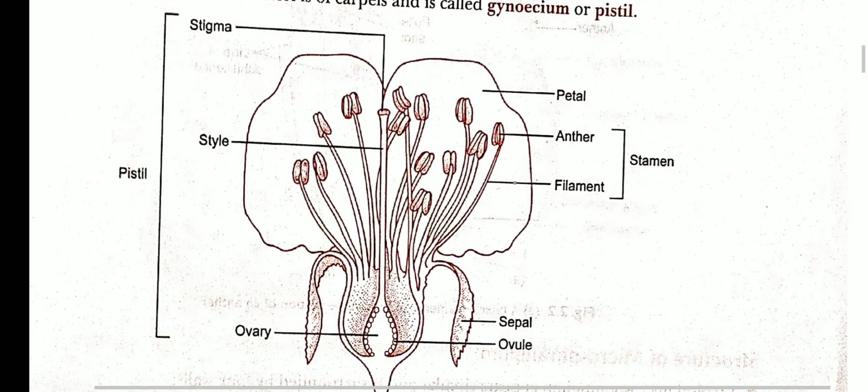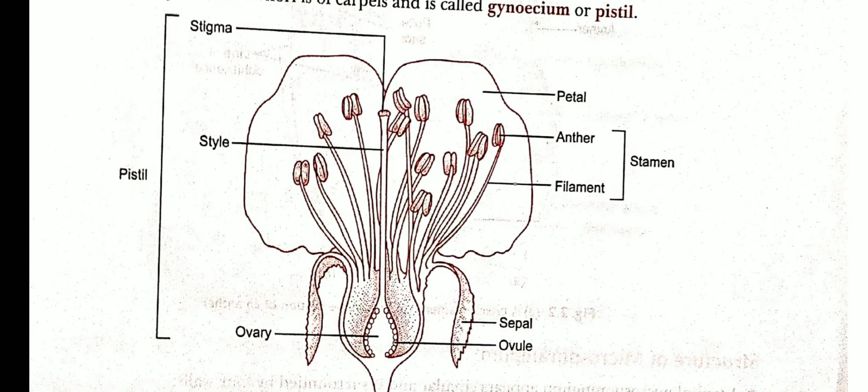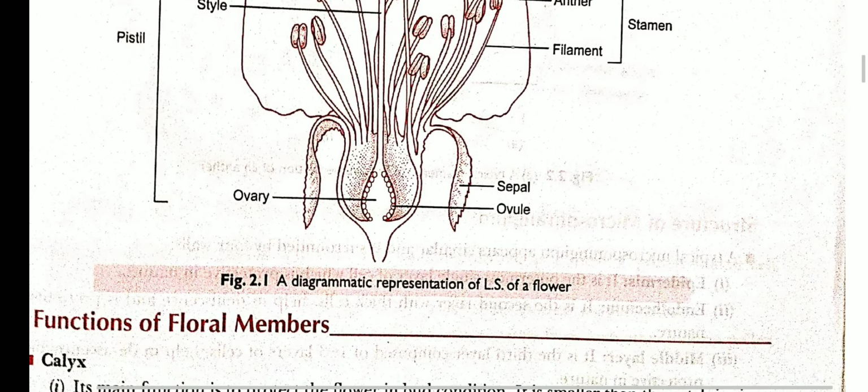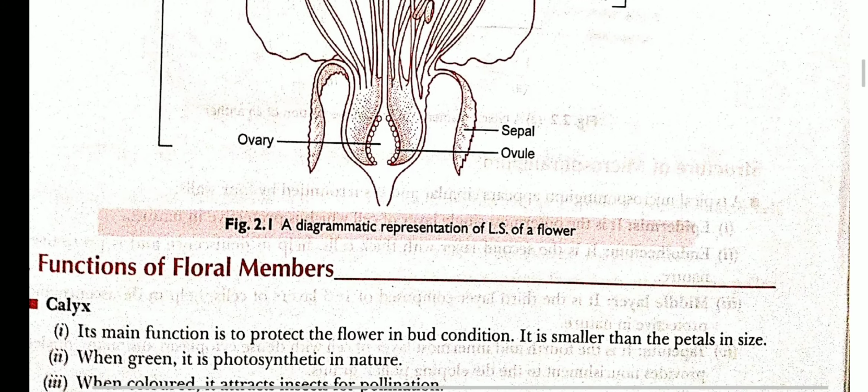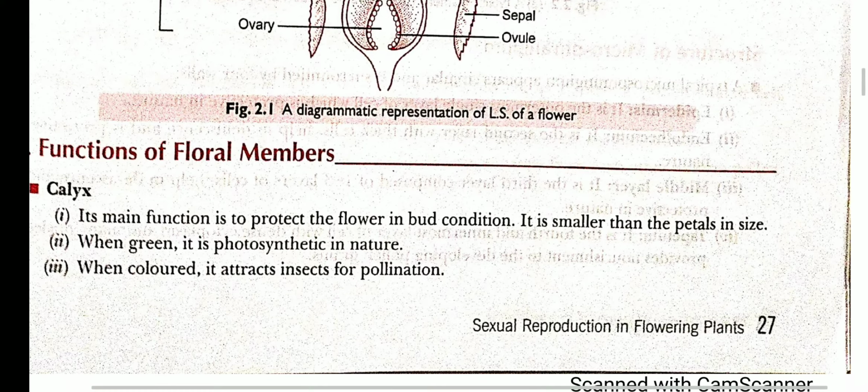In this diagram, all parts are shown very clearly: sepals, ovary, style, pistil, stigma, petals, anther, filament. So, all these parts are labeled over here. Study it properly and draw the well labeled diagram also. Now, coming to the functions of these four whorls, that is of calyx, corolla, androecium and gynoecium.